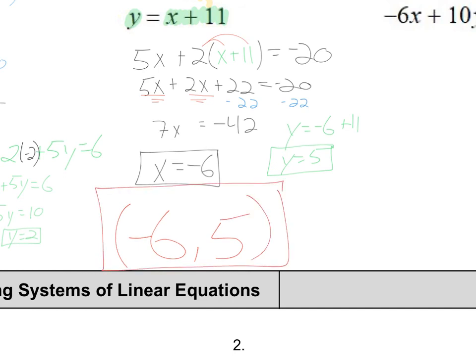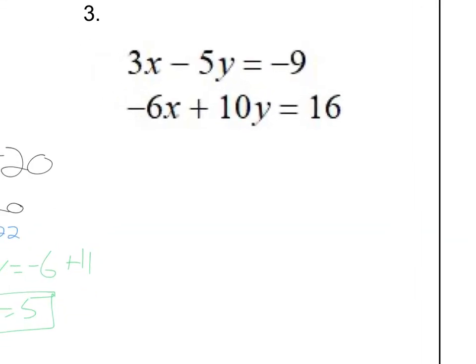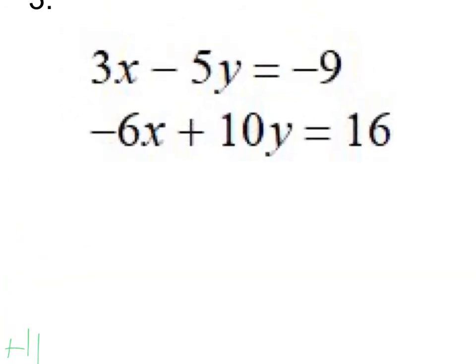All right, last and final one. We've got positive 3x minus 5y equals negative 9. Negative 6x plus 10y equals 16. Right now, this is already set up perfectly to use elimination. Elimination is going to be your method of choice if everything is lined up. You have x's over x's, y's over y's, equal signs lined up, and constant numbers, plain old numbers over plain old numbers. I'm looking for coefficients to match.